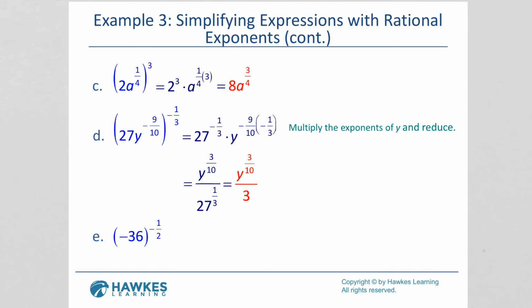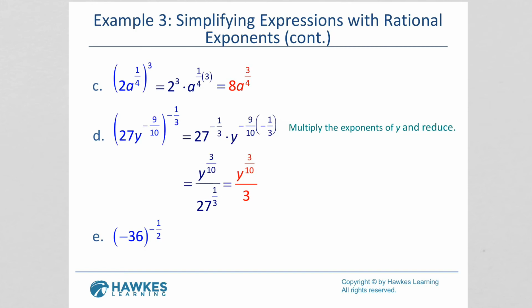In this step, we have moved the 27 to the 1/3 power to the denominator because it was negative here. We moved it down here to make it positive. Y to the 3/10 is staying up top, and that's what happens when I multiplied negative 9/10 times negative 1/3. So now I'm simplifying, and my final answer is y to the 3/10 over 3, because 27 to the 1/3 power is 3.